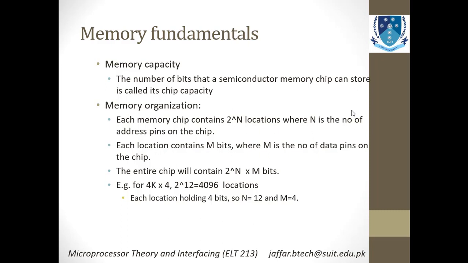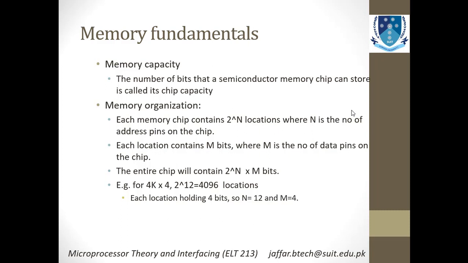Each memory chip contains, let's say, 2 power n locations, where n is the number of address pins of the chip. That depends on how many address pins you actually use. If you are using only one pin, you can have 2 power 1 locations, that means 2 locations of memory. If you are using 3 pins, you can have 2 power 3 locations. Each location contains m bits, where m is the number of data pins on the chip, and the entire chip will contain 2 power n multiplied by m bits.